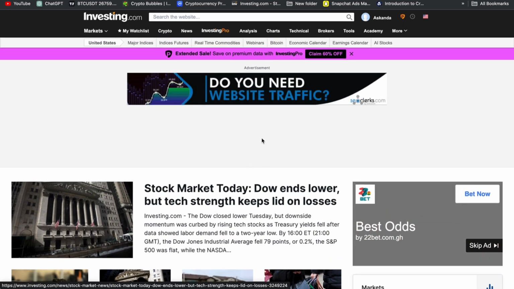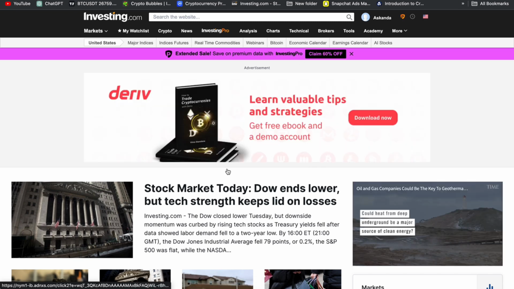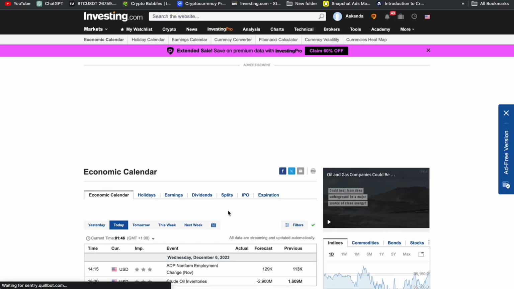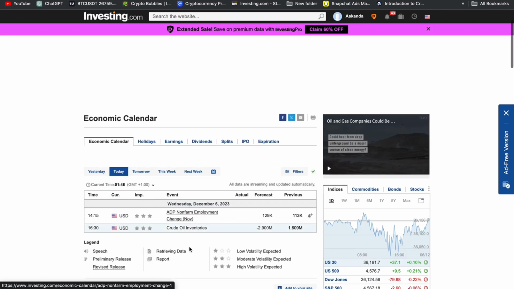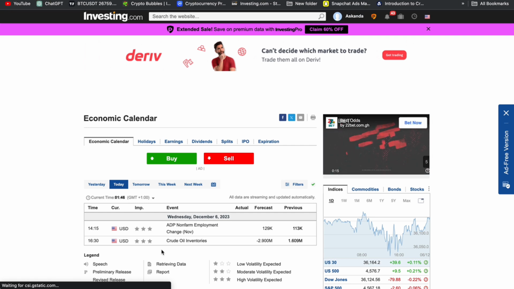So you can come to investing.com, then you go to the economic calendar. So once I click on the economic calendar, today is 6th December 2023, right? These are the news that are currently coming out from the United States. Because this news is coming out from the United States and the market opens around 2:30 p.m. Ghana time, that's the New York session.